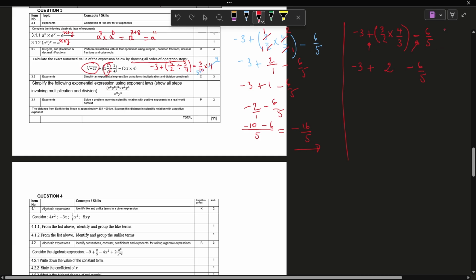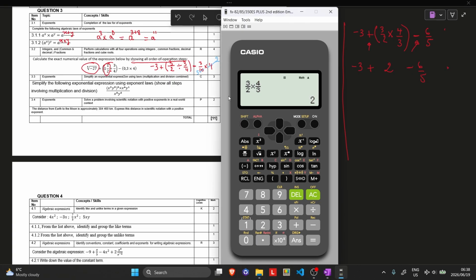So step 1, step 2. And now you can take your calculator to finish it off. You can now write everything. So you've got minus 3 plus 2. And then minus, did you write your fraction, which is 6 over 5? So it's over 5, not over 6, over 5.